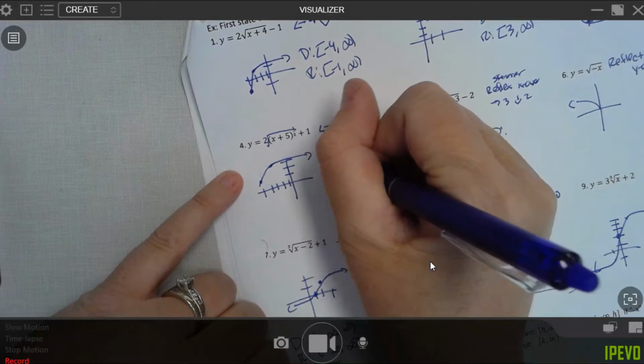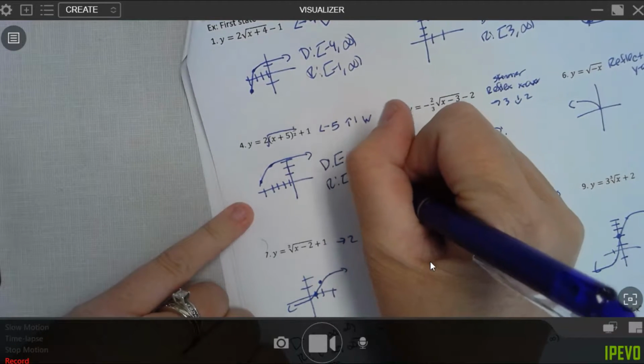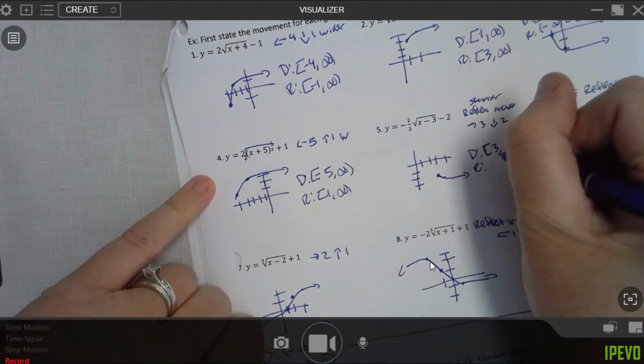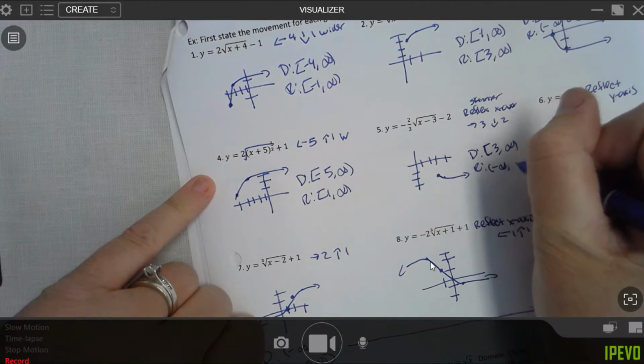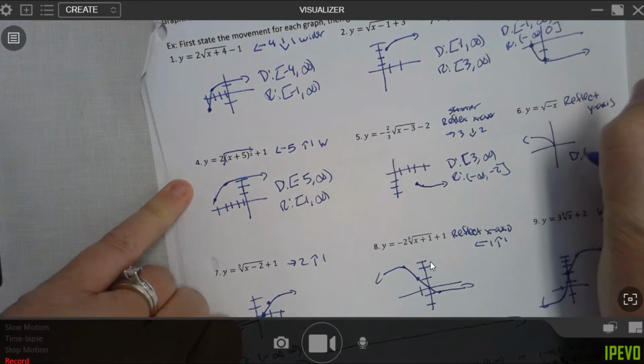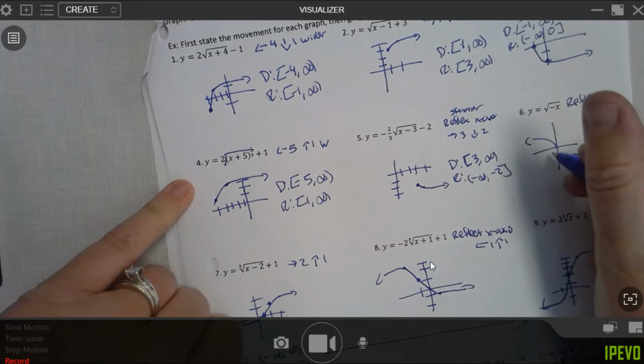All right, so hopefully you paused it and now you're just checking. It's -5 to infinity and 1 to infinity. This domain is 3 to infinity, and the range is negative infinity to -2 because it's flipped. And this domain would be negative infinity to 0. My range is still 0 up.